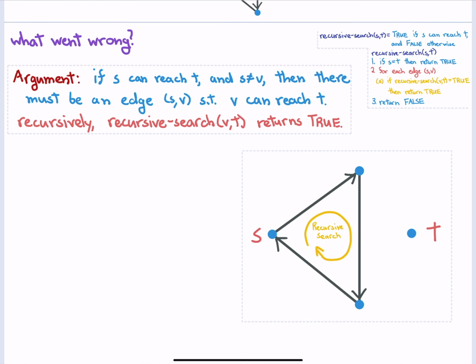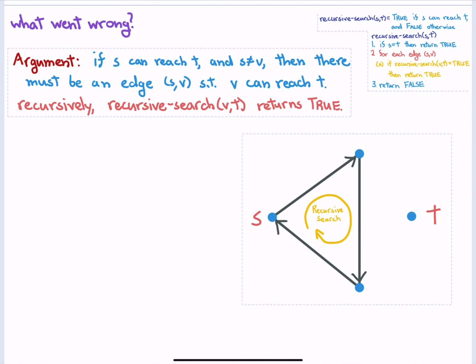So, what was wrong in the argument? The argument looks reasonable. Somewhere there's a lie. What's wrong with the argument?